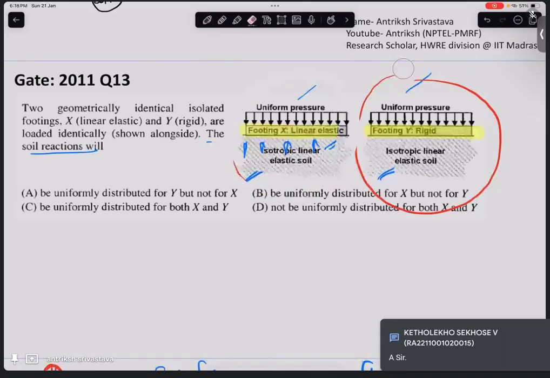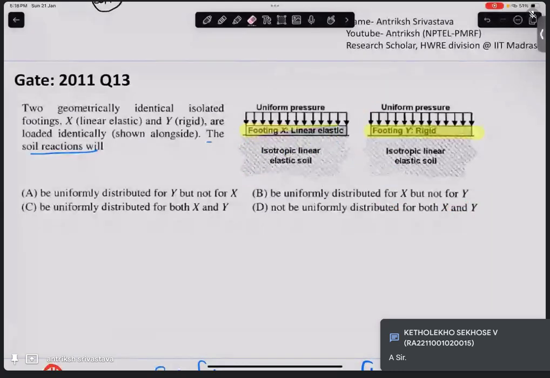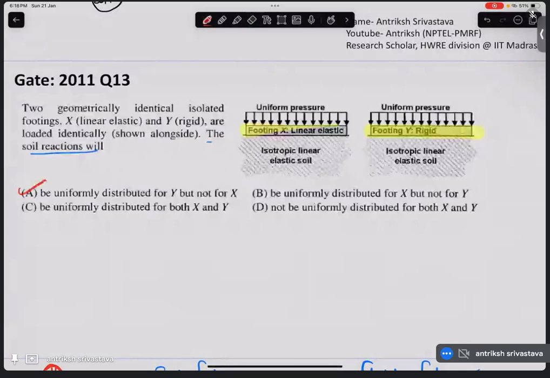A is the correct answer. So you're saying it will be uniform for Y but not for X. Correct. So A is the correct answer. With this, let's go to the next question.